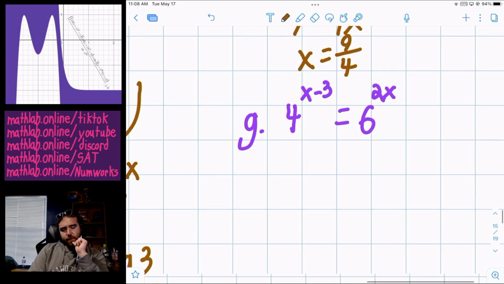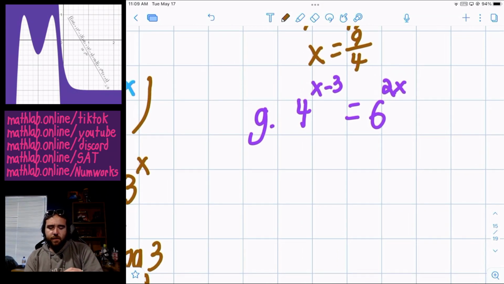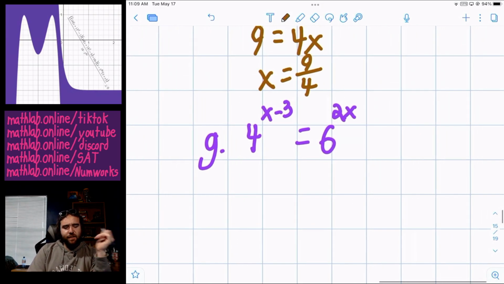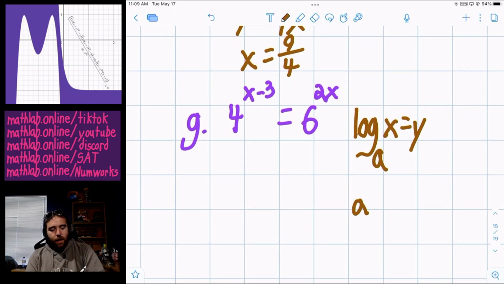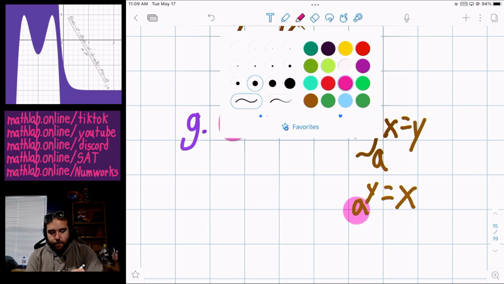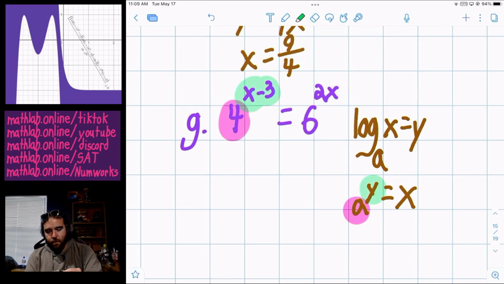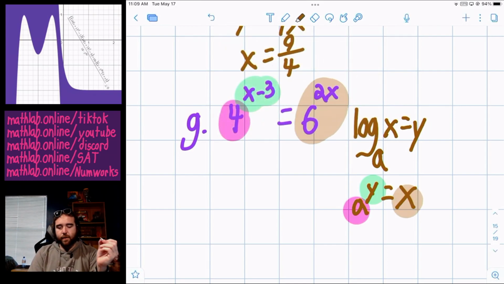So let's do the same thing up here. So we're going to log base 4 both sides. Well, no, let's do a different one here. So another way we can do it, and this actually kind of skips a step, is think about our log pattern. That log base a of x equals y is equivalent to a to the y equals x. And then we look at each part. So we could say that that's our a, this is our y, and this whole thing is our x.